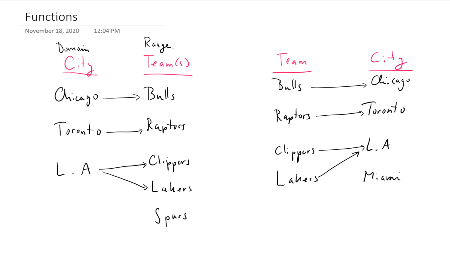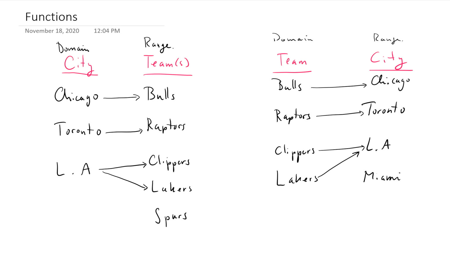Then on the right-hand side, you actually see a related correspondence, but instead I've listed in the domain teams and in the range cities. So, for example, Bulls are related to Chicago, Raptors to Toronto, Clippers are related to LA, Lakers are also related to LA, and Miami is not related to any of the teams that I've listed here.